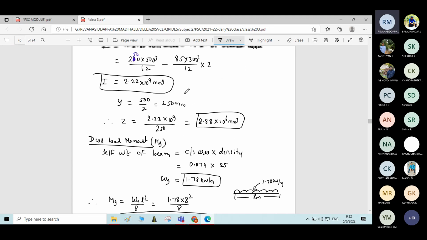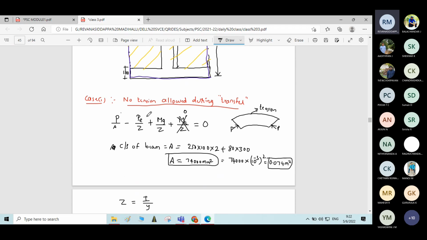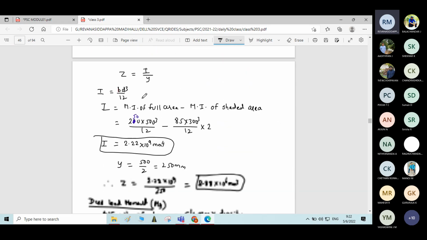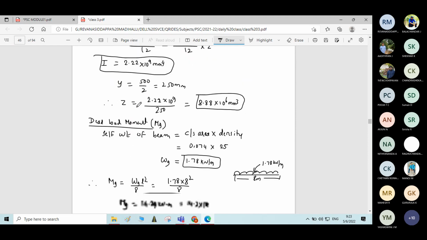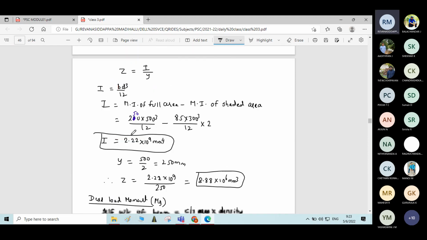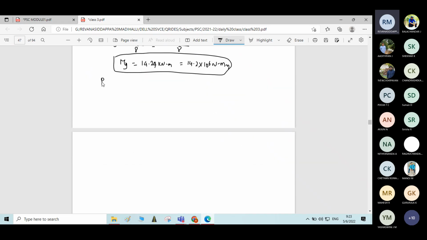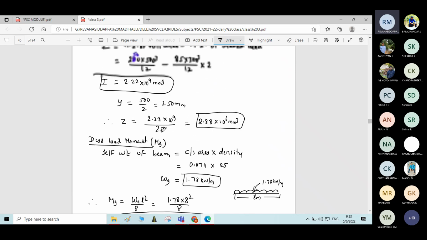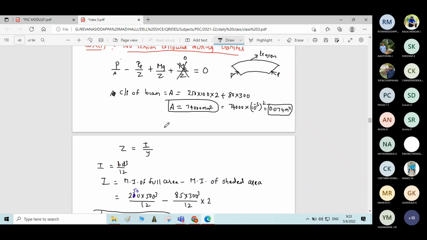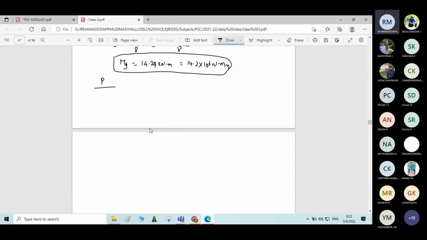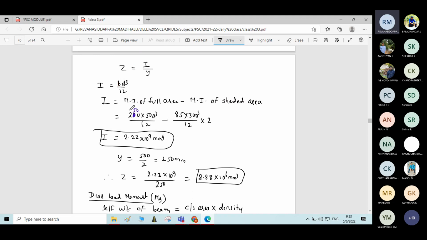Okay, now you got all the required parameters except the unknown parameters, pre-stressing force and the eccentricity, P and E. Except the P and E, you know the remaining things. You just substitute. P by A, correct? First term is P by A. P is the unknown factor, keep as it is. P by area. A is how much? Area is 74,000 mm square. So here you need to substitute the area in terms of mm square. 74,000. Okay. Then P by A.